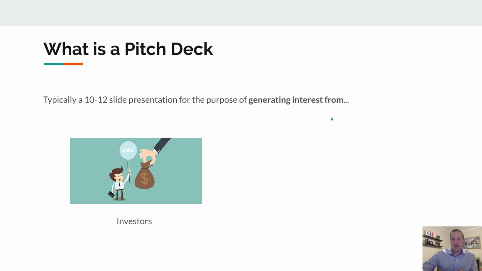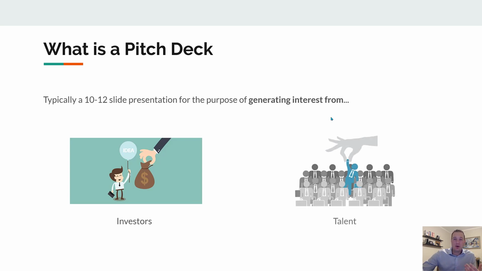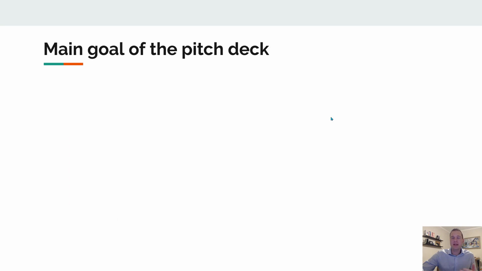But one of the lesser thought of things is that you might want to look for talent. Maybe you're trying to recruit a business partner or some sort of resource, and you may want to use this pitch to show them, hey, we've got our ducks in a row, you should join our team. In this pitch, we'll mostly talk about investors, but there are definitely several reasons why you may want to use this deck. So let's talk about the main goal of the pitch deck.